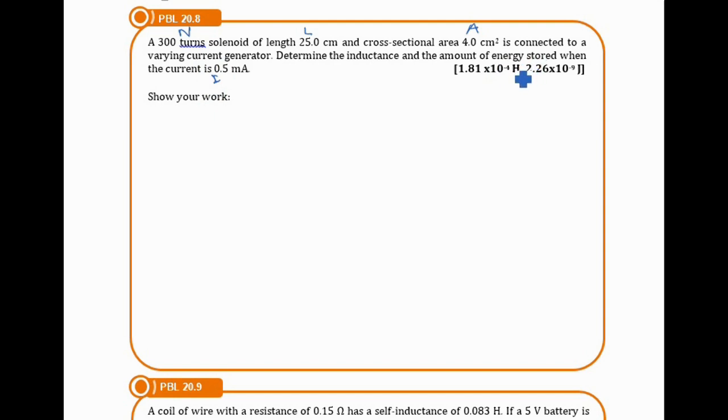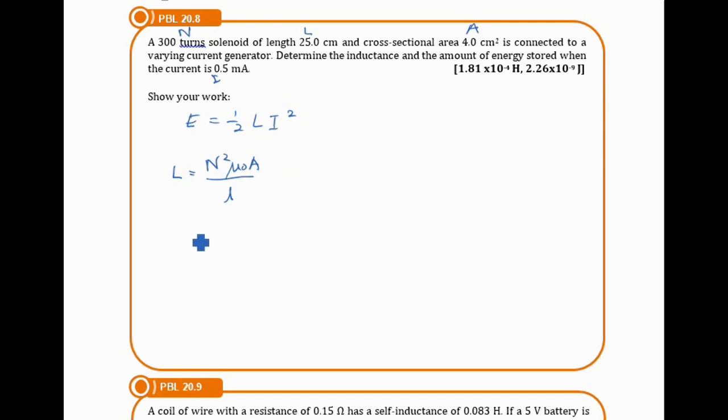So energy stored equals what? Equals half L I squared. So current we already have. What do we need to find? Inductance. So inductance equals N squared mu naught A over L.